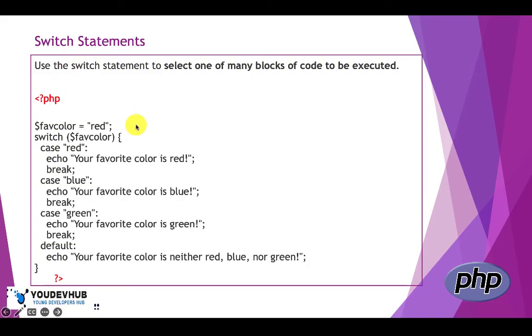Alright, we're coming to the switch statement. We use the switch statement to select one of many blocks of code to be executed. Let's say we have multiple conditions to be executed. Let's say we're talking about students now, where we have student grades as A, B, C, D, E, and F. We can't keep writing else if, else if, else if. So we can use a switch statement.